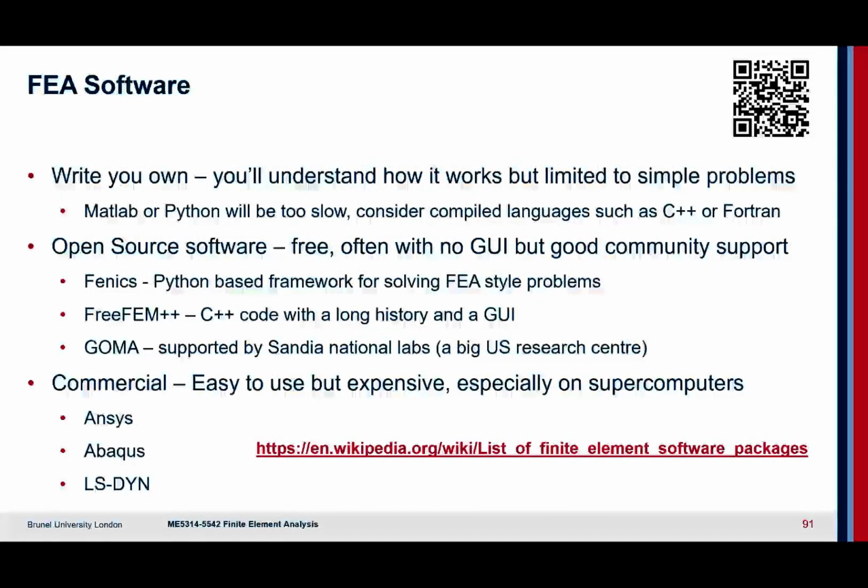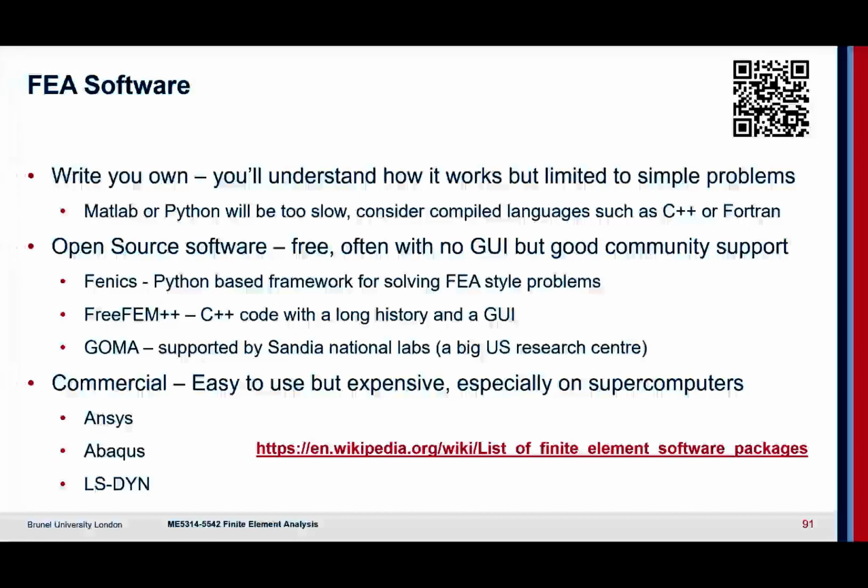In terms of FEA software, what you're going to do now is write your own, but be aware that Matlab code or even something like Python code will be too slow to use in general. So if you do want to write your own FEA solver in the future and you actually want to use it, consider using a lower level, compiled language like C++ or Fortran, because you'll find Matlab is essentially not usable for big system sizes. The advantage is you understand how it works. You really would be able to tune everything about it, but you're limited to simple problems.